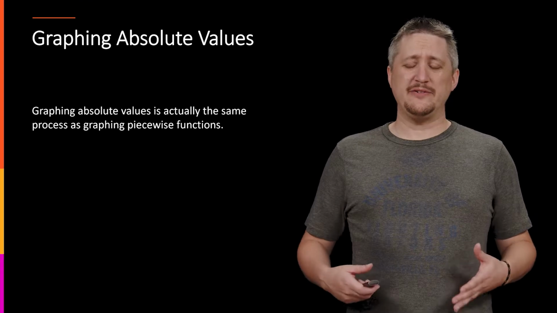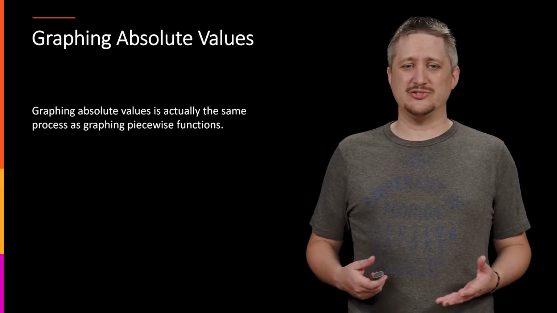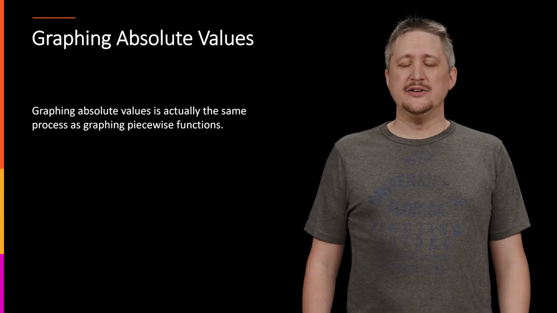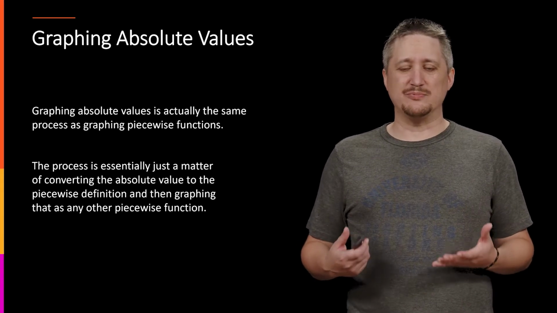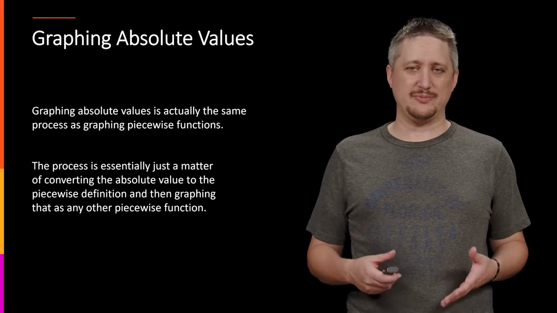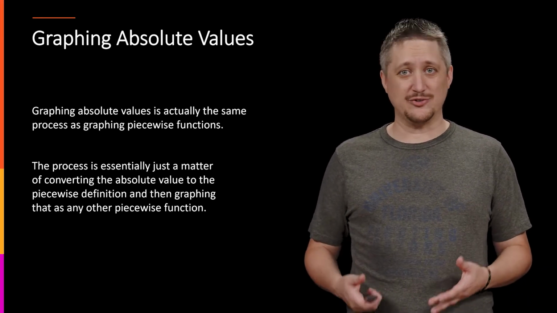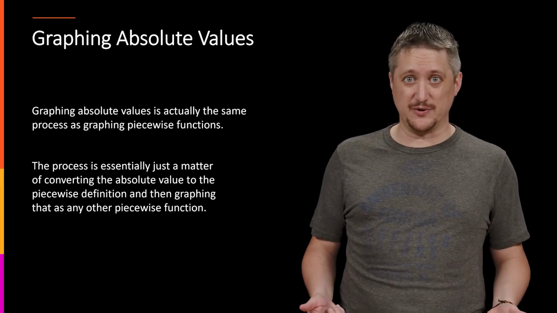Hello. So in this video, we are going to be talking about graphing absolute value functions. And it turns out this actually isn't its own thing. So in particular, graphing absolute values is really just the process of graphing piecewise functions, which we've talked about already. So in essence, the whole thing is just taking the absolute values, converting it into the piecewise function, and then taking that piecewise function and graphing it like any other piecewise function.